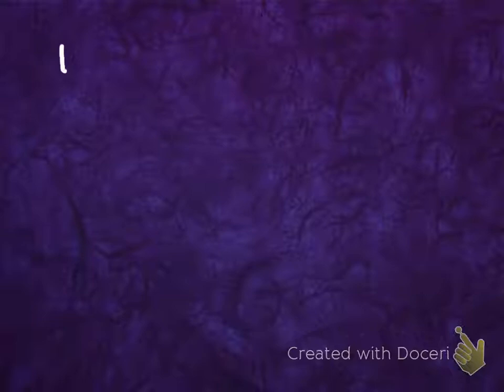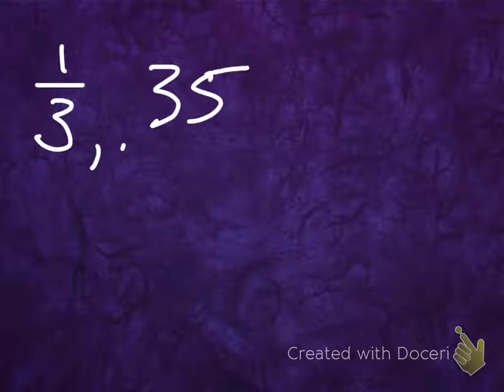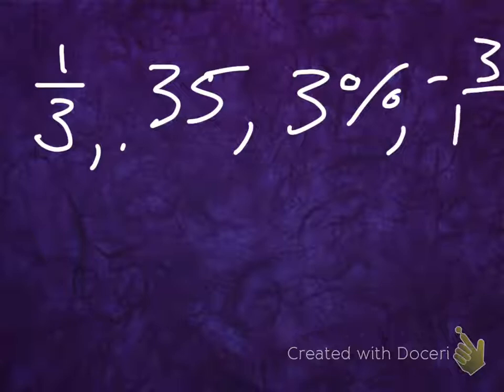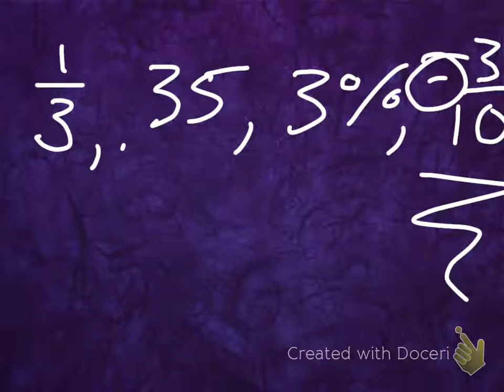Alright, on A, we have 1/3, we have 0.35, 31%, and -3/10. When we're going to put things in order, what's our strategy? Change everything to percent. Now, in this one, we want to go from least to greatest. What is our smallest right off the bat? -3/10. It's got a negative here. That negative means it's the smallest. Well, if we're going from least to greatest, our smallest wouldn't be at the end. So, that's not our answer.